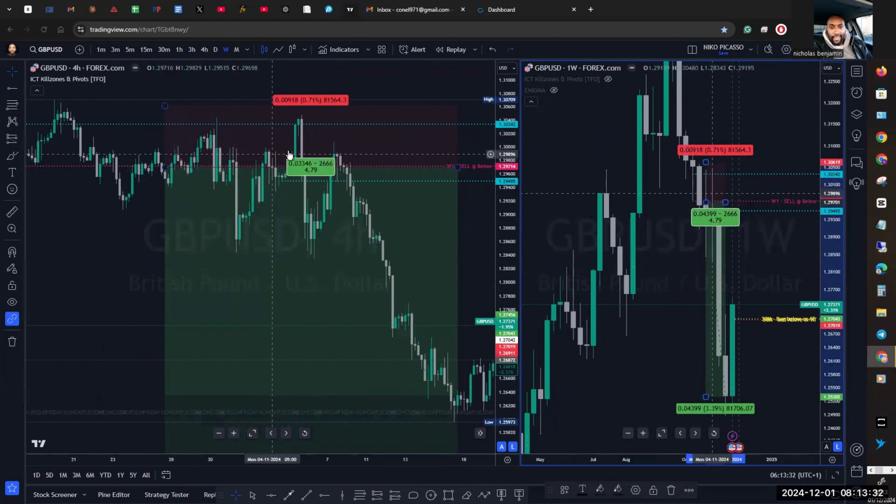And you can also break it down on lower time frames, such as a 4-hour time frame, to be even more precise.